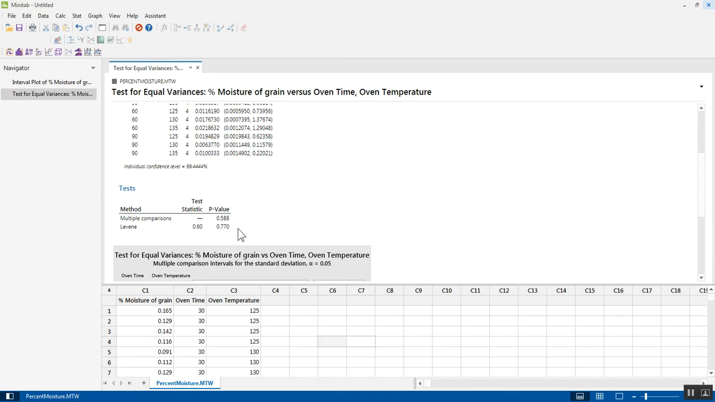So in an experimental project write-up, I could just say at the start of my results section that the data was checked for non-equal variances, no significant difference between the variances was found, and all I would need to write is Levene's test test statistic equals 0.60, p equals 0.770.